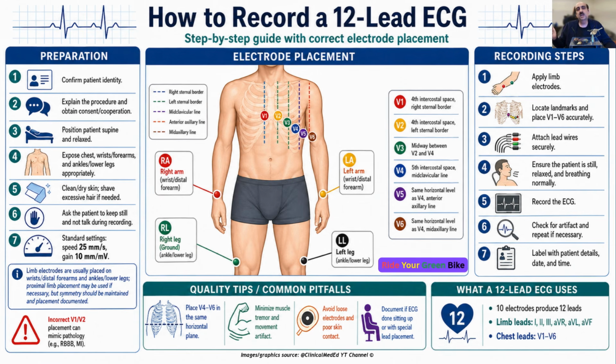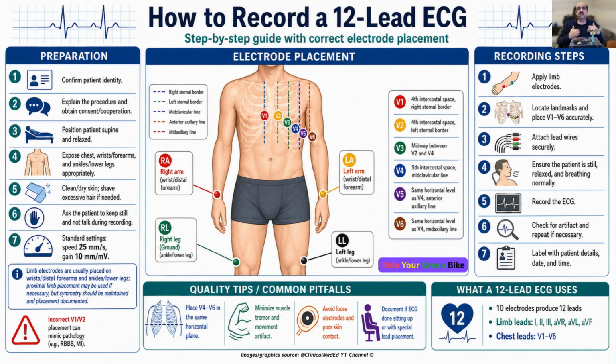Then remember the color mnemonic for the limb leads. Four limb electrodes: ride your green bike. Right arm is red, and then yellow is for the left arm. The green one is for the left leg, and the black one is for the right leg, which is the earth or ground or neutral one.